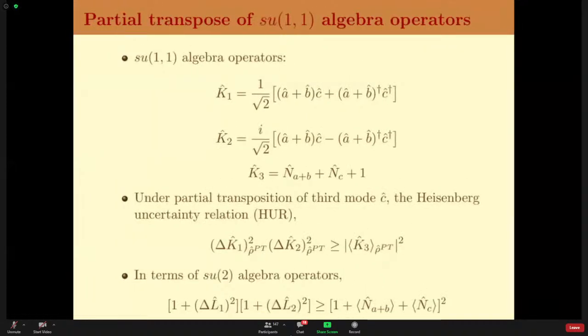Next we considered the uncertainty relations of partially transposed SU(1,1) algebra operators. We consider these three operators K1, K2, and K3, and they satisfy SU(1,1) algebra. And this is the Heisenberg uncertainty relation of partially transposed K1 and K2. Here we transposed only the third mode C, and this inequality relation is satisfied by separable states. If this equation is violated, then the state is entangled. This equation can also be written in terms of SU2 algebra operators as given here.